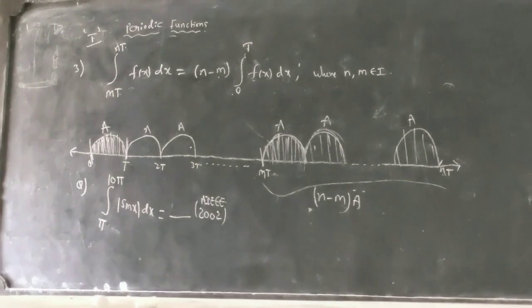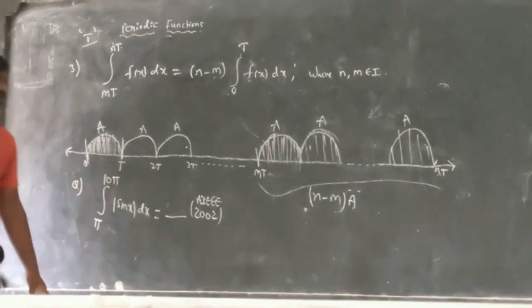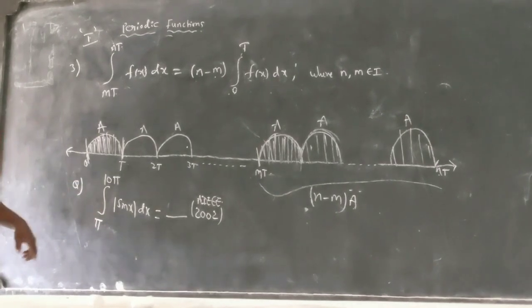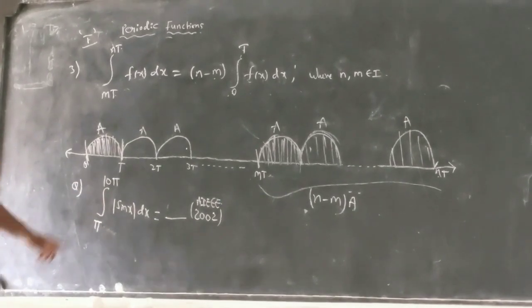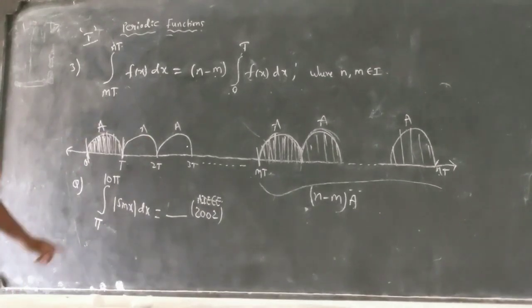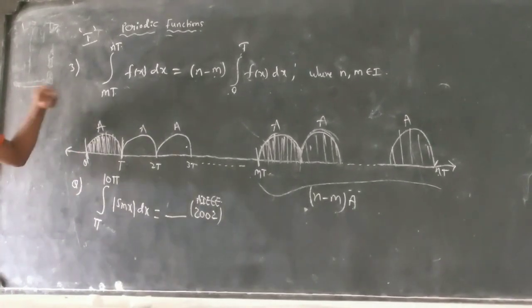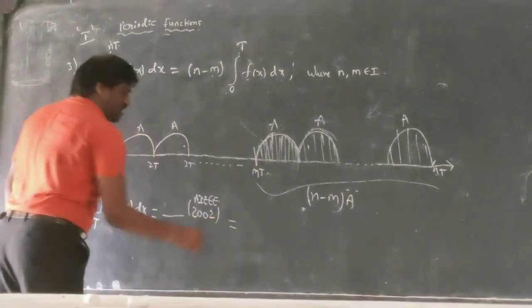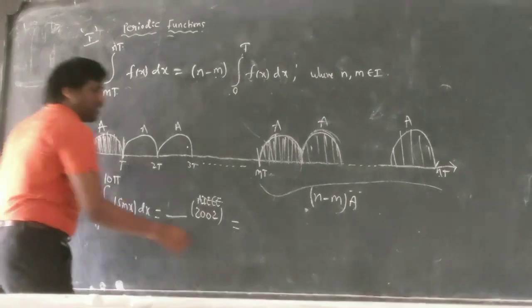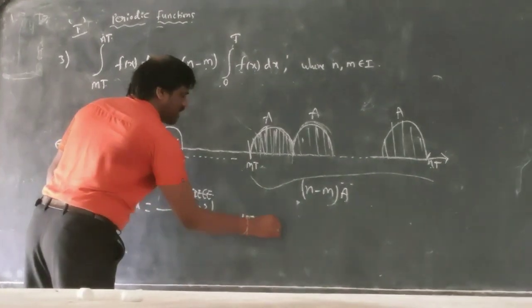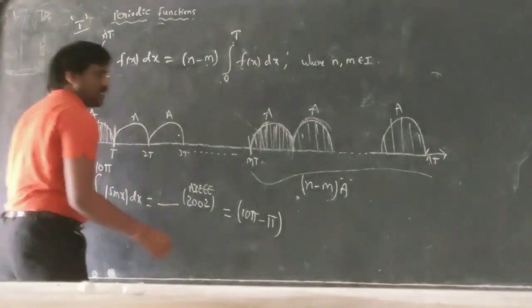Now let us see this question, from JEE 2002. They asked to find the integration from pi to 10 pi of mod sin x dx. This is a mod sin x graph itself. So what can we write here by using this property? The upper limit is 10 and the lower is 1, so we can write it as (10 pi minus pi) times the integration from 0 to the period.